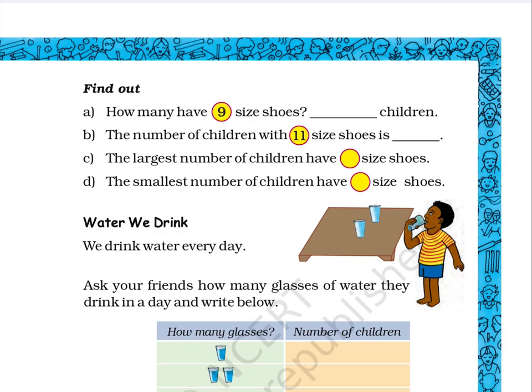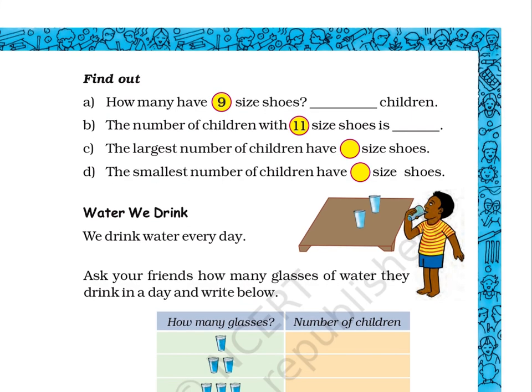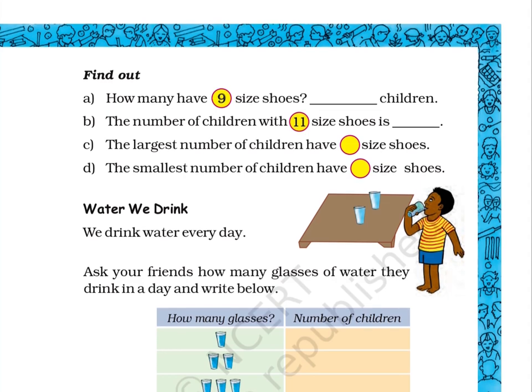Question C. The largest number of children have dash size shoes. Question D. The smallest number of children have dash size shoes.